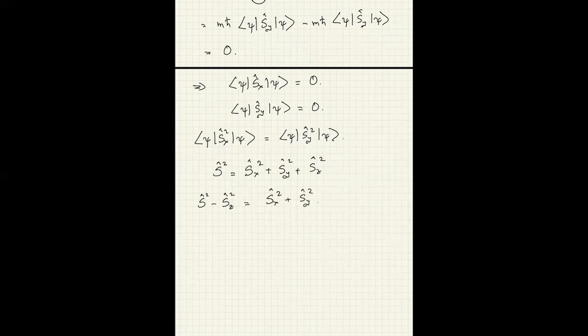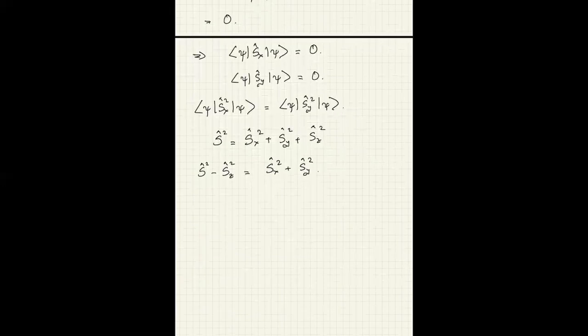The left-hand side is an operator, the right-hand side is an operator. So let's calculate the expectation value of this operator in the state psi: <psi|S^2|psi> minus <psi|Sz^2|psi> equals... Remember that we argued that the expectation values of Sx^2 and Sz^2 have to be the same. So I can write the right-hand side as twice <psi|Sx^2|psi>.